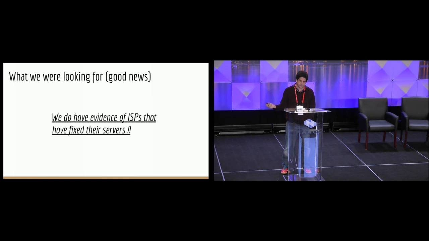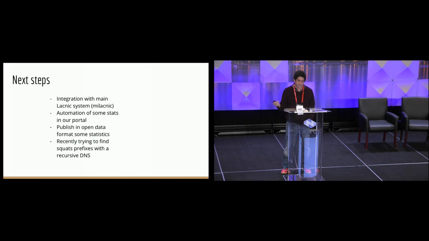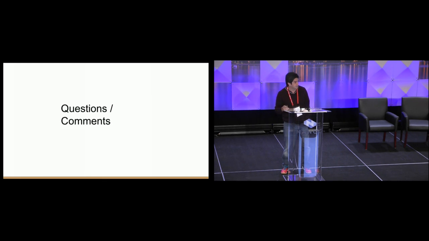Our next steps are integration with some LACNIC systems, when the user enters username and password, automation of some statistics, and publishing open data. And something that we think could be quite interesting is trying to find out if some of the DNS servers that we were able to find are probably in squat prefixes, prefixes that have not been assigned by any RIR or even IANA. And that's all I have. I don't know if there is time for questions.